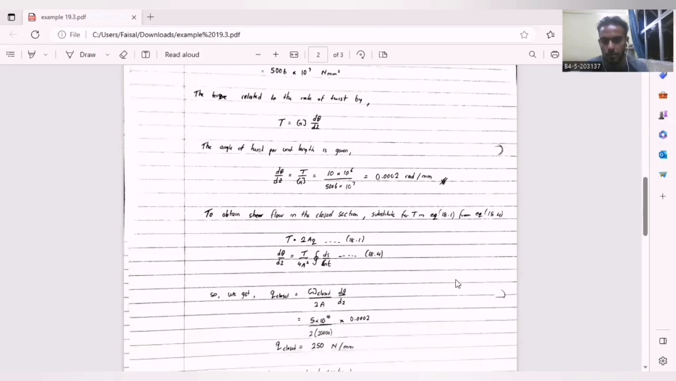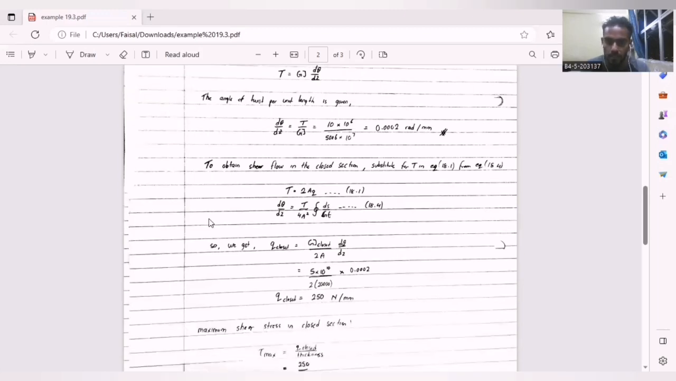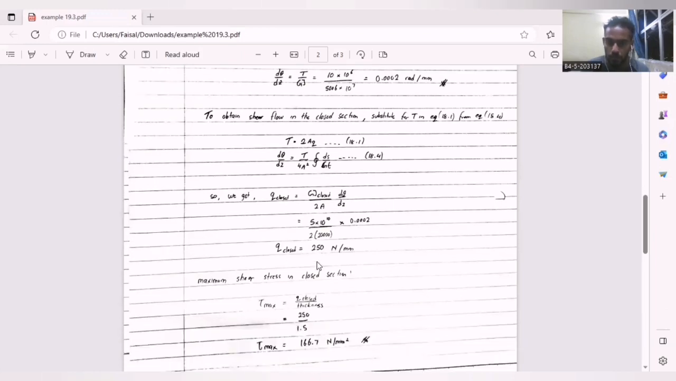Moving on to the next one, to obtain the maximum shear stress. To obtain the shear flow in the closed section, we have these two formulas from the textbook, 18.1, and we substitute and get q for the closed section, the shear flow, given by the formula here. We insert the values based on what we obtained, and we get 250 Newton per millimeter.